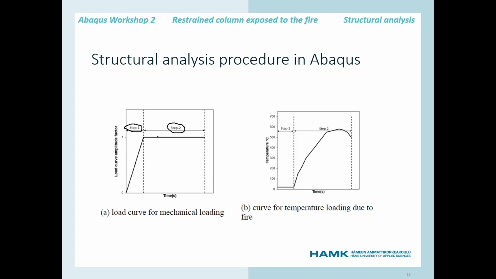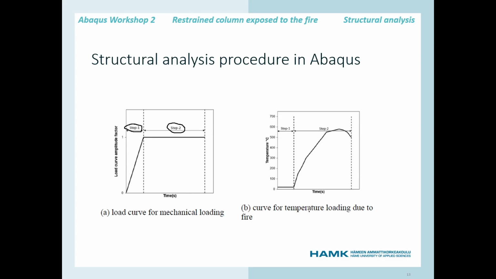and then in the first 2 seconds it is increased from 0 to maximum, so 0 to 1, and then the mechanical loading is applied around 2 seconds, and after that it is kept constant throughout the fire heating. And similarly, this is the amplitude curve, that is how the loading is applied.